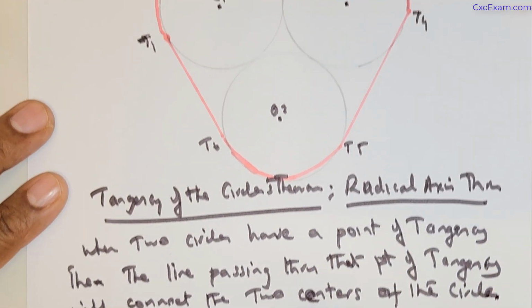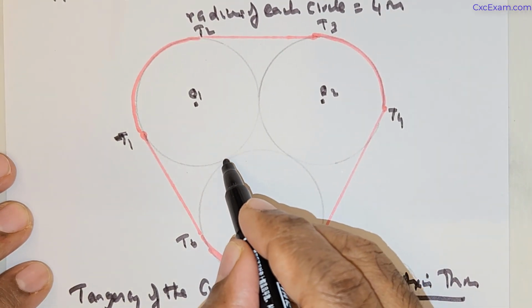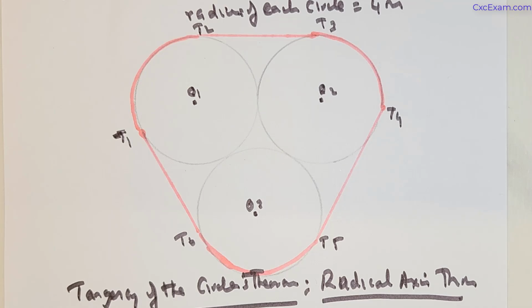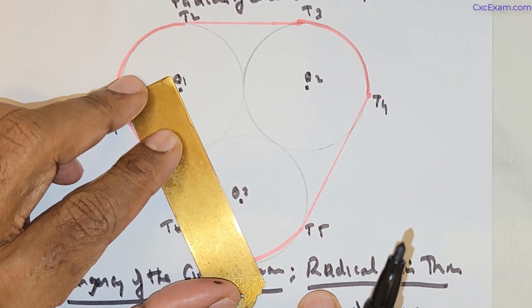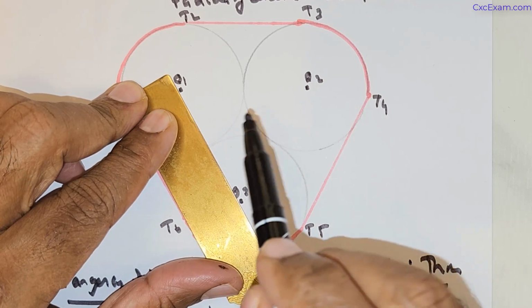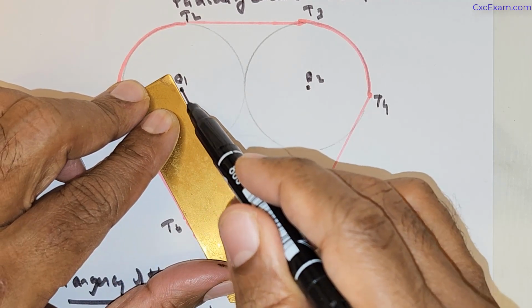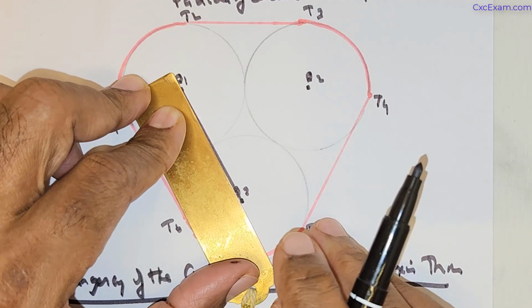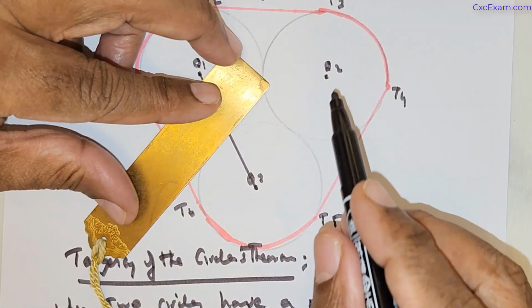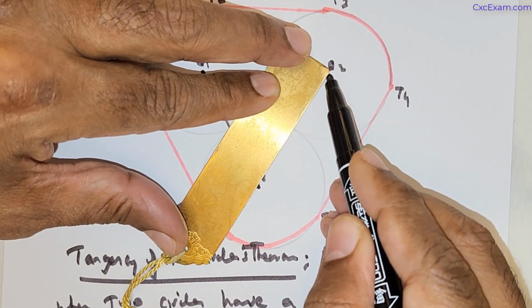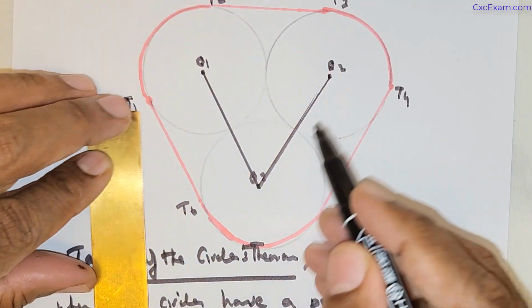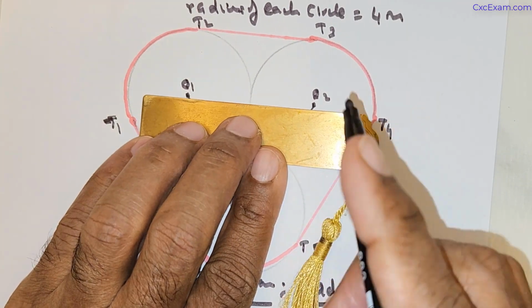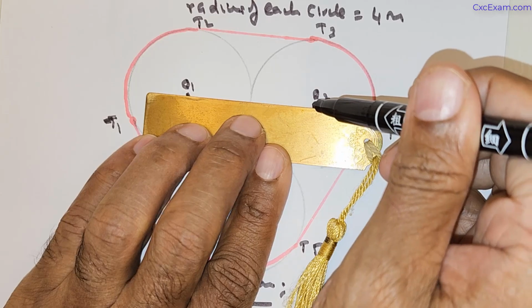Okay, so there is a point of tangency here. If I were to pass a line through this point of tangency, then that line would connect the centers. So there is a point of tangency and I pass a line through it, it's connecting the centers. Okay, fine.